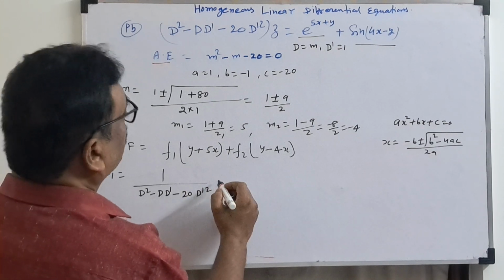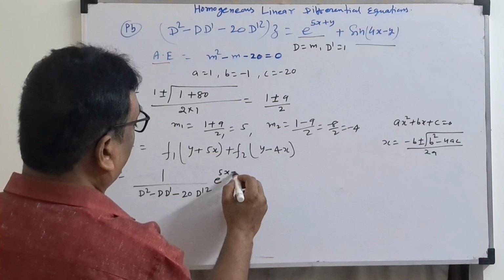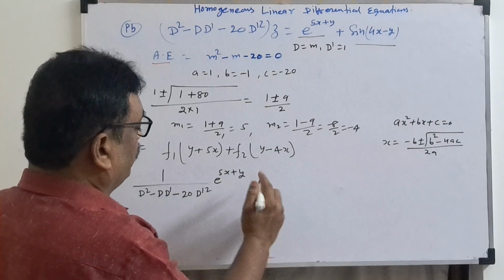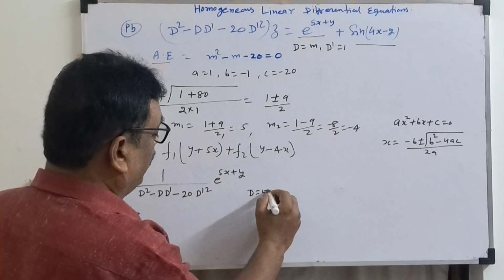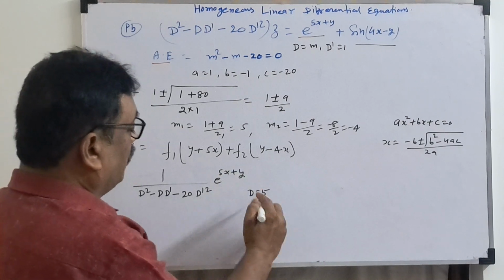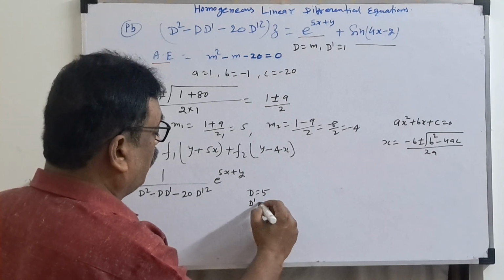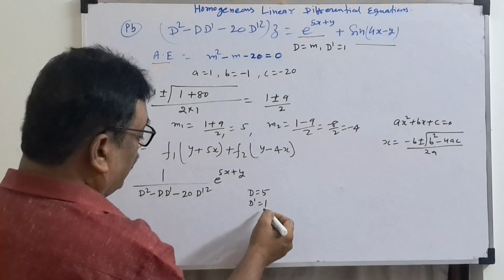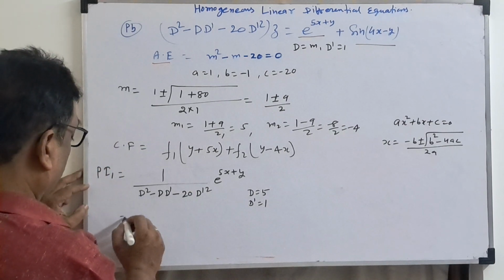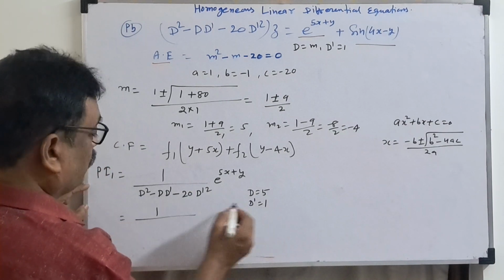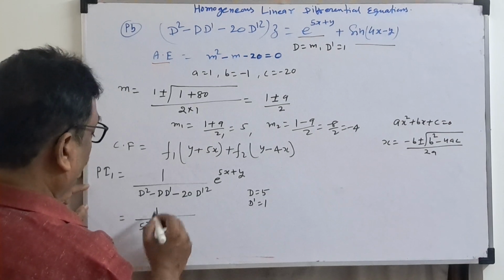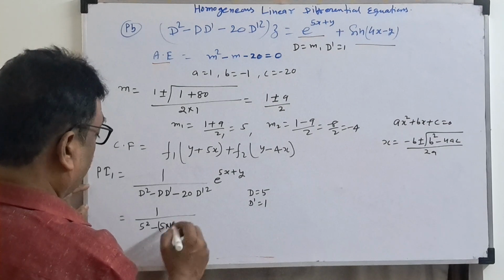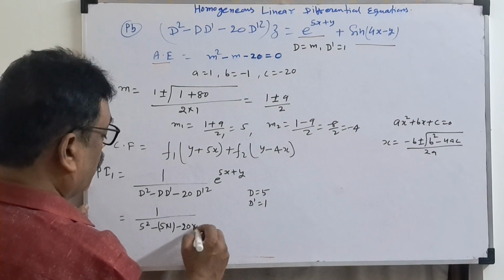What is the given term here? E to the power 5x plus y. What is the rule here? The x term is 5, so assume D is equal to 5. D dash equal to how much is given? 1, because the y coefficient constant value is 1. So now substitute the D and D dash values in this equation. 1 by D square, what is D square? 5 square, minus 5 into 1, minus 20 into 1 square.